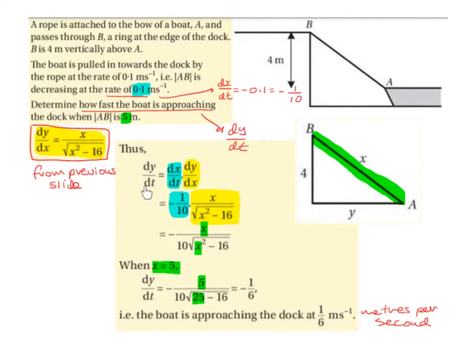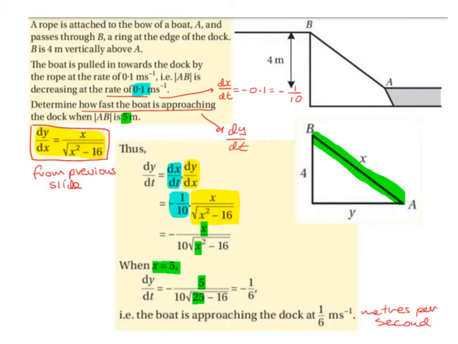So dy dt, we know from the previous slide, is equal to dx dt multiplied by dy dx. We know that dx dt is minus a tenth. So we were told it was decreasing at a rate of 0.1. So therefore dx dt is minus 0.1, which is minus a tenth. And we worked out that dy dx is x over root x squared minus 16. So we got that in the previous slide. So then multiplying, we get minus x over 10 root x squared minus 16.